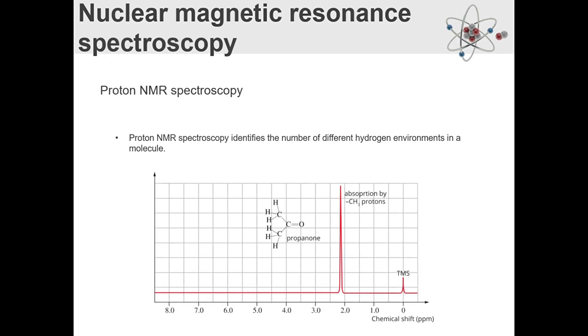So, for proton NMR spectroscopy, this is where the bulk of the exam marks will be. Now, proton NMR spectroscopy identifies the number of different hydrogen environments in a molecule. Take a look at this example of propanone. Both of these environments are CH3, which is connected to a carbonyl group. It is identical. If you're like, can it see anything else? Nah, not really.